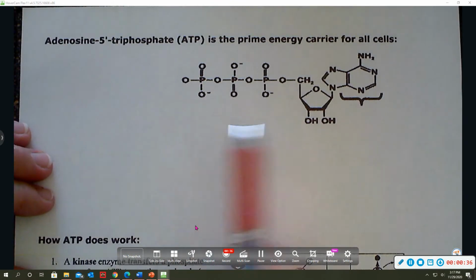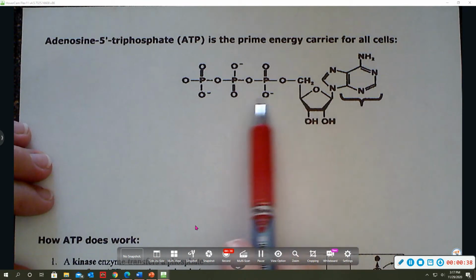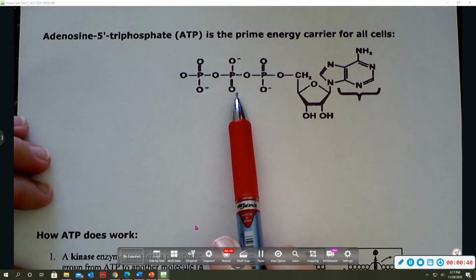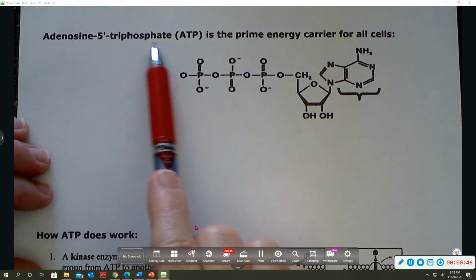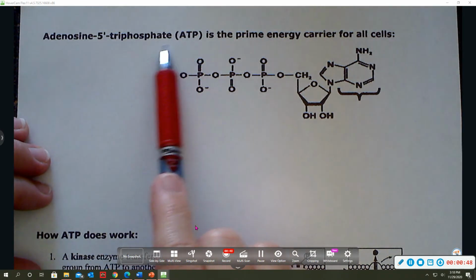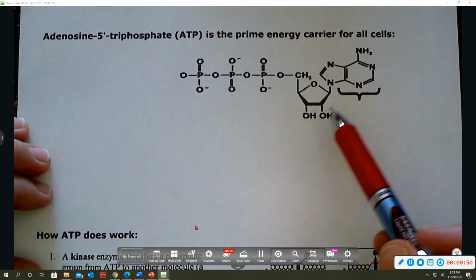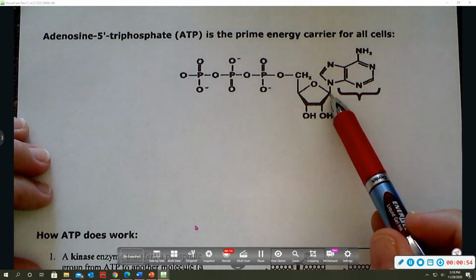So looking at ATP, here's our molecule here. You have this sheet in your Google Classroom. Look at its name, adenosine 5' triphosphate, or ATP for short. So this can take us back to some of the rules of naming these things.